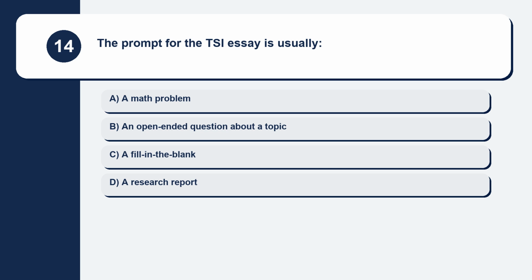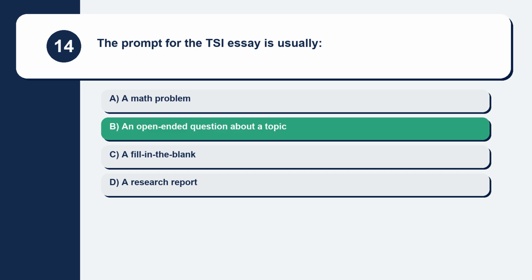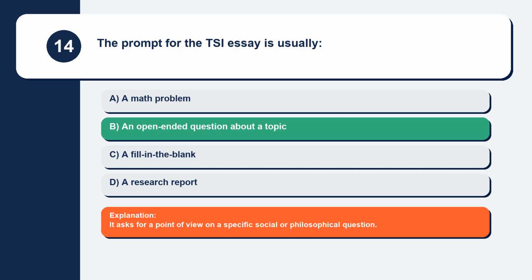Question 14. The prompt for the TSI essay is usually a math problem, an open-ended question about a topic, a fill-in-the-blank, a research report. It asks for a point of view on a specific social or philosophical question.